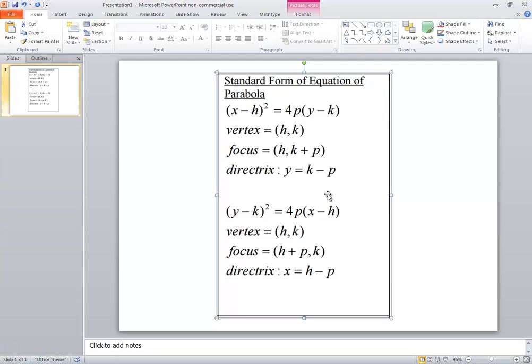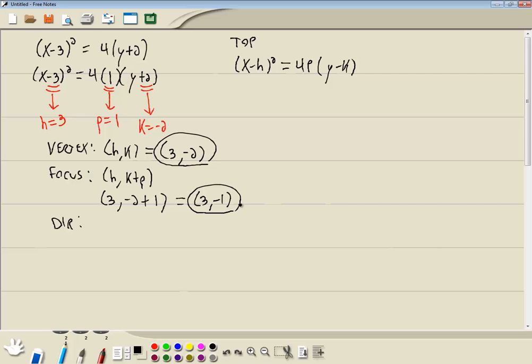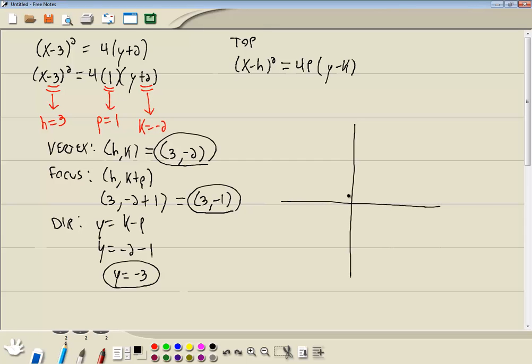Our directrix. Directrix is y is equal to k minus p. Well, k we said was negative 2, minus p, which is 1, which gives us y is equal to negative 3. Now to graph these, we do our vertex first, (3, negative 2). It'll be right there. Our focus is (3, negative 1), which will be right there. And then our directrix is y is equal to negative 3.